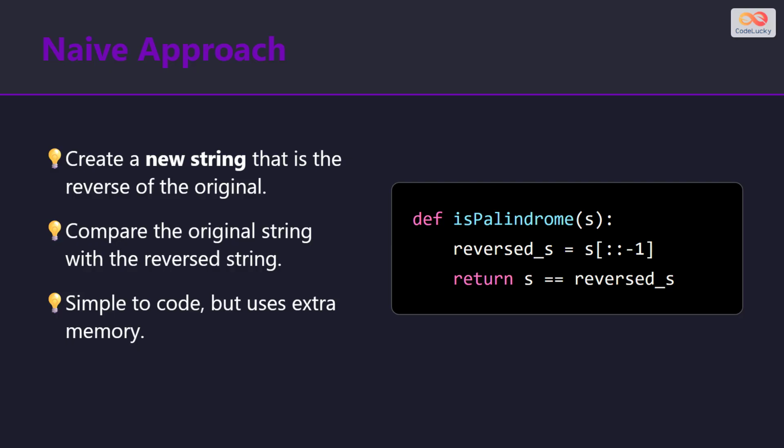The most intuitive way to solve this is the naive approach. You can simply create a reversed version of the original string and compare them. In Python, this is often done with string slicing, as shown in the code block.